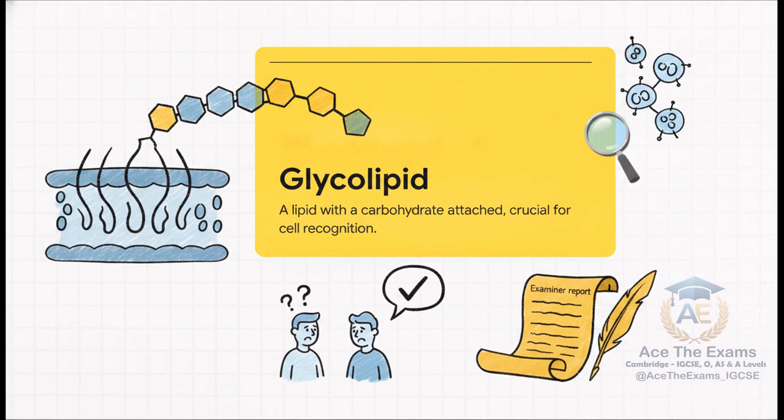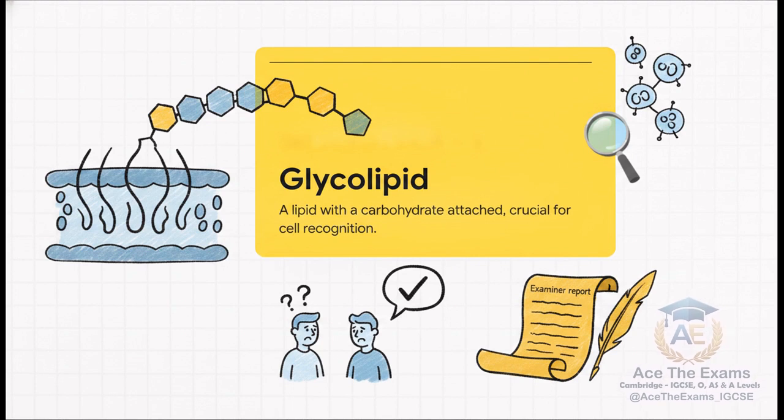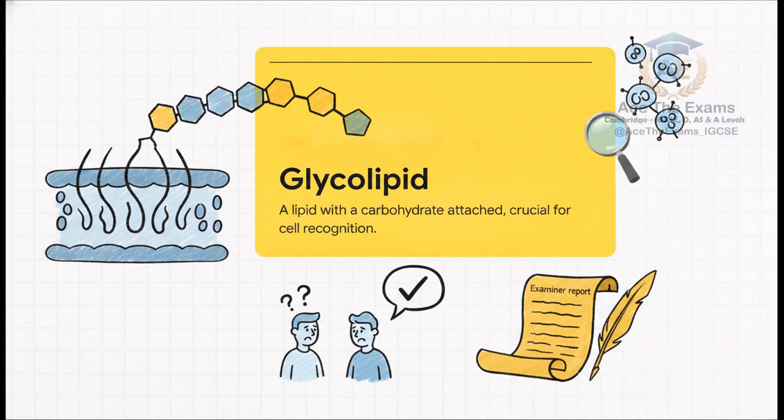Let's look at our first key term, the glycolipid. This is simply a lipid with a carbohydrate attached, and it is absolutely crucial for cell recognition. You can think of it almost like an ID badge at a security checkpoint for the cell.